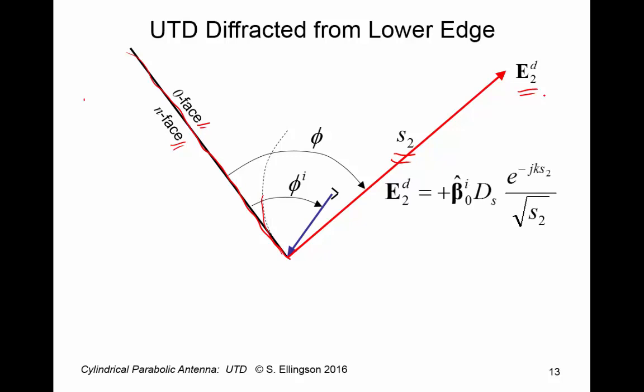So that electric field is given by this expression. It looks very similar, of course, to the field diffracted from the upper edge. However, the unit vector here that's relevant is now minus z hat. So again, you should make sure that you can see how that comes about.